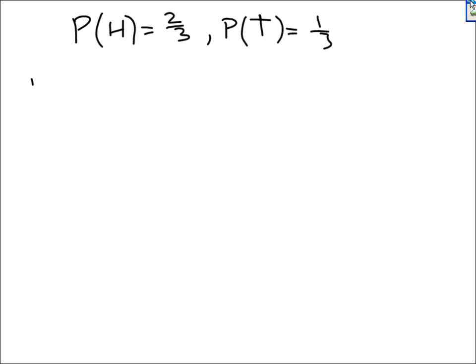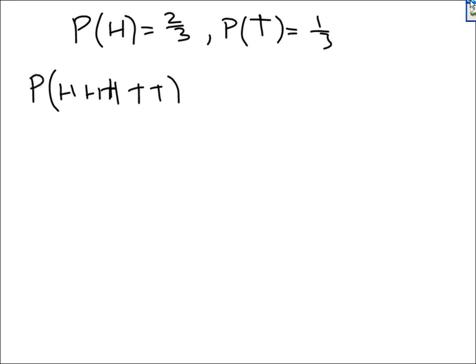Now suppose you toss the coin 5 times. You want to know the probability you get head, head, head, that is, the first three are heads, and then the last two are tails. What's the probability that you get this?